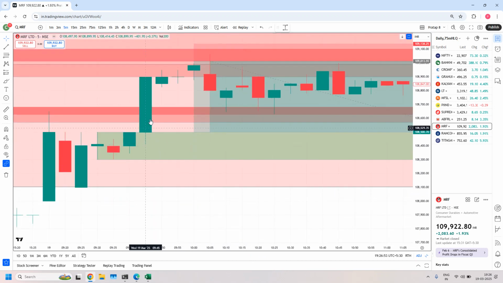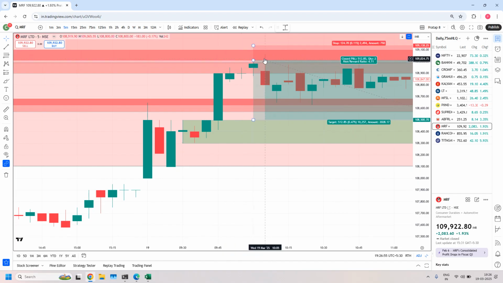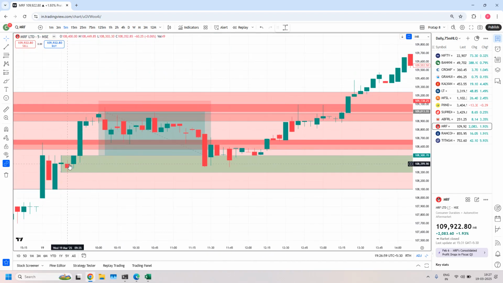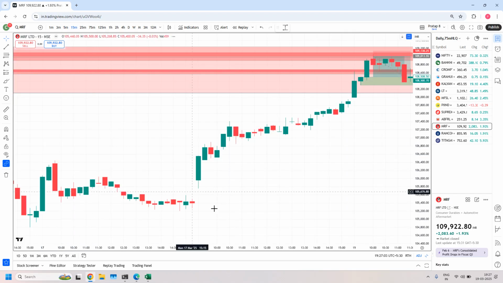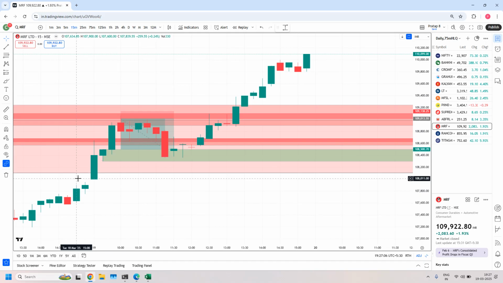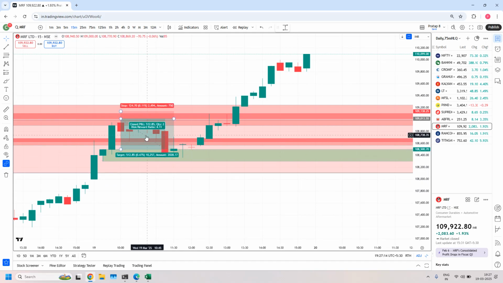The one we planned is here. See, price reached this area. And finally here we have a target, 15 minutes target. Go to the 15 minutes, you will get clarity. See, here you have a rally, base, rally. This is our target. And we got 1:4 RR till the target. Till the 15 minutes target, we got 1:4 RR.